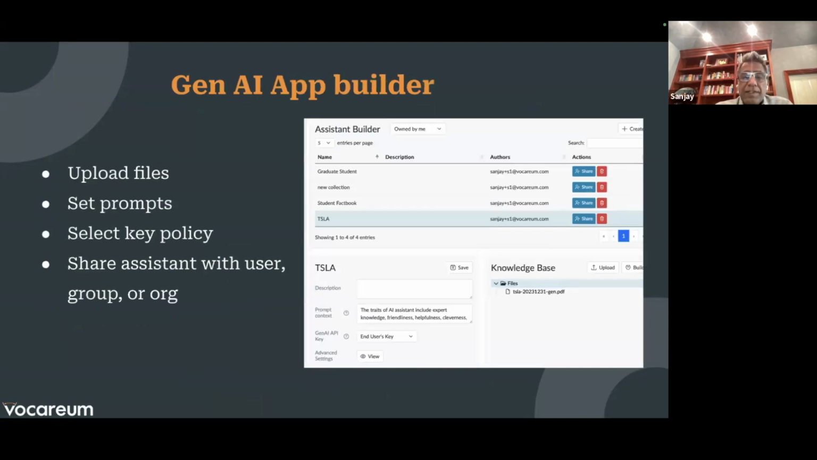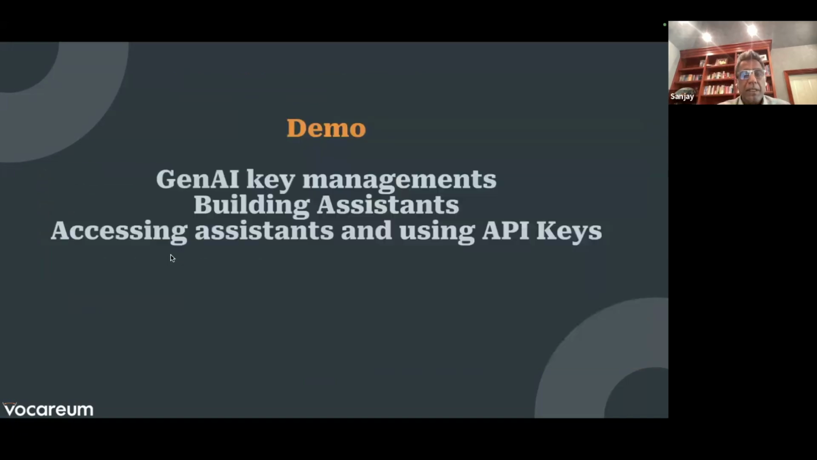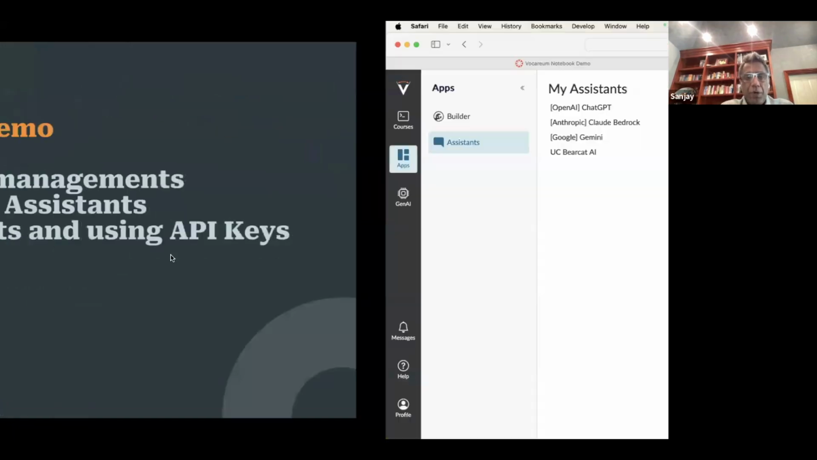So the app builder itself is the no-code app builder that I was mentioning. You can upload files, you can set system prompts, and once again, everything that we do, we think a lot about the money part. So you can set policies around who is going to pay for the LLM access. Are you paying for it when you're sharing it, or do you want the user to bring their own keys? And once again, there's a sharing component to it.